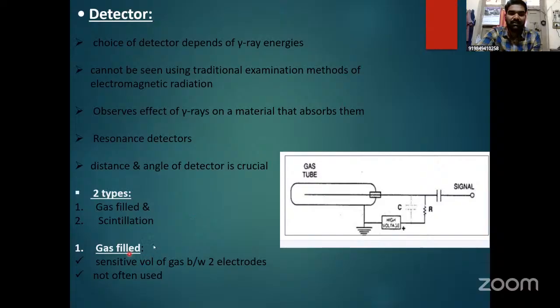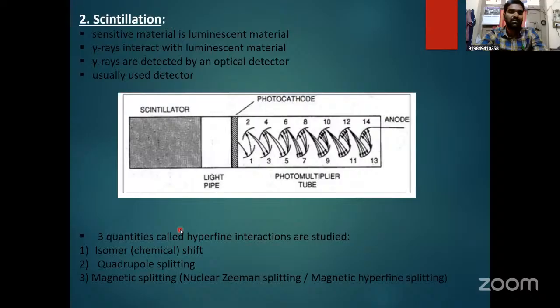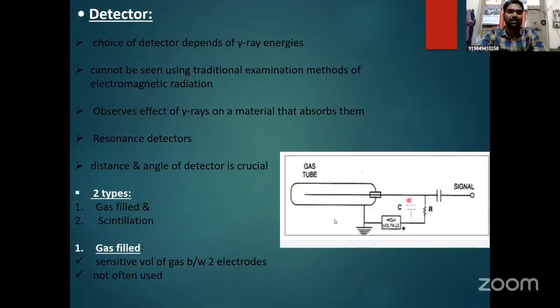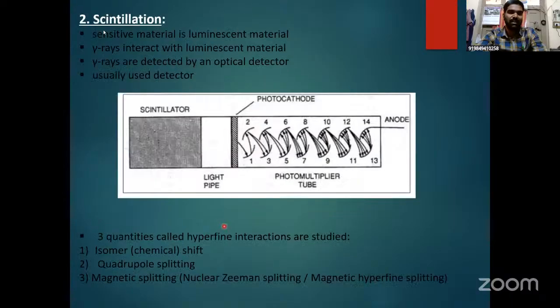Here we will see the first one. A sensitive volume of gas between two electrodes is taken. This is the gas tube type, but it is not often used.